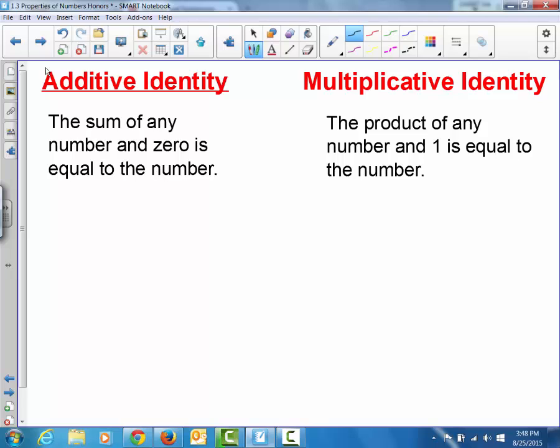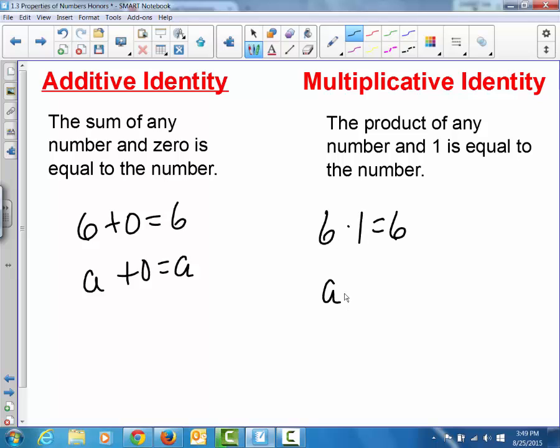Okay, we've got two identity properties, one for addition and one for multiplication. The sum of any number and 0 is equal to that number. So you've got 6 plus 0 is equal to 6. A plus 0 is equal to A. And then over here on the multiplying side, 6 times 1 is equal to 6. A times 1 is equal to A.